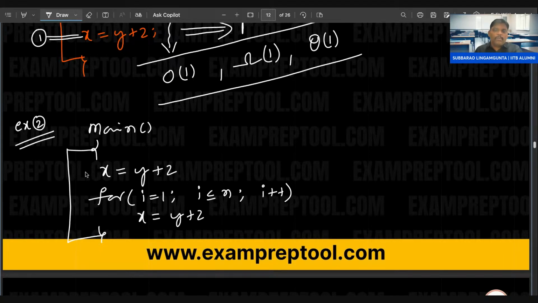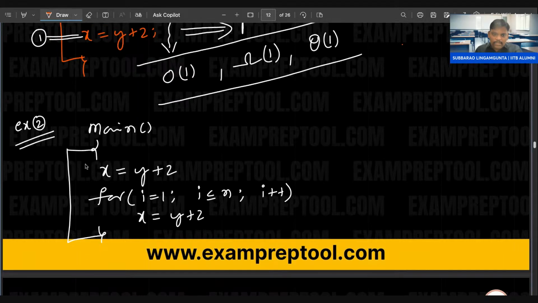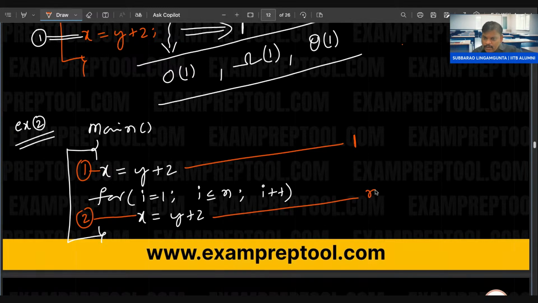So this program contains, if you observe clearly, two statements. The first statement, and the second statement. So first statement, order of magnitude, if you see, is 1. Second statement, order of magnitude, if you see, is n, right?